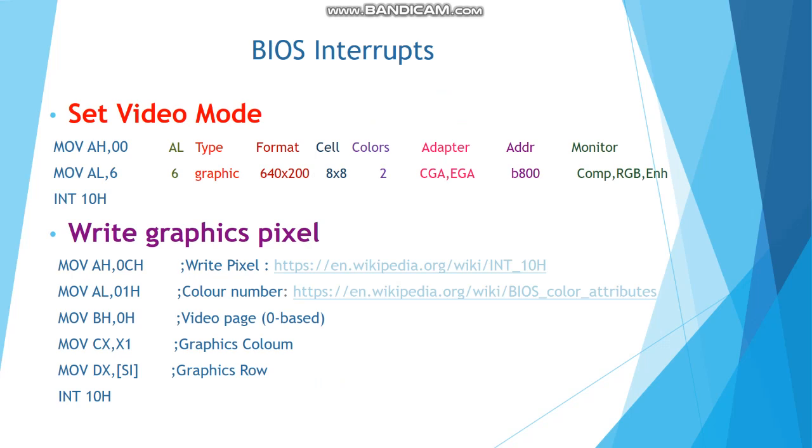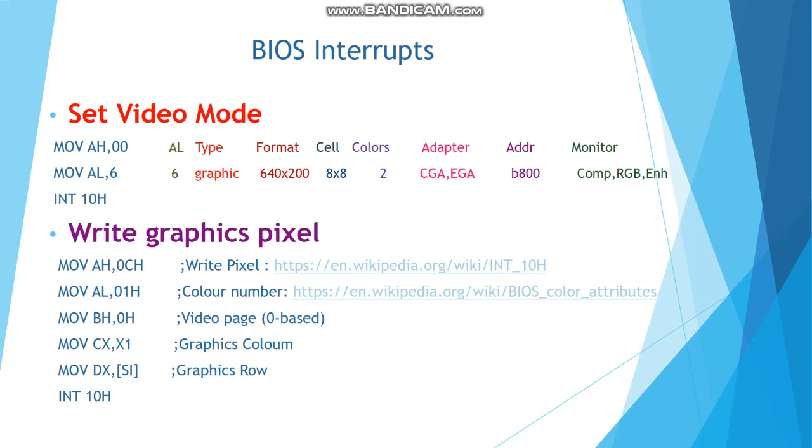For setting the video mode, AL value equal to 6 indicates that our screen is having the resolution of 640 by 200 with two colors, that is nothing but white and black, with adapter CGA or EGA. CGA stands for color graphics adapter and EGA stands for enhanced graphics adapter, along with the video RAM address. This address is also fixed, and the address is B800. So with this system call the video mode is set in the system. So whenever we set this particular video mode, then we are able to draw, visualize, write or read the pixels.